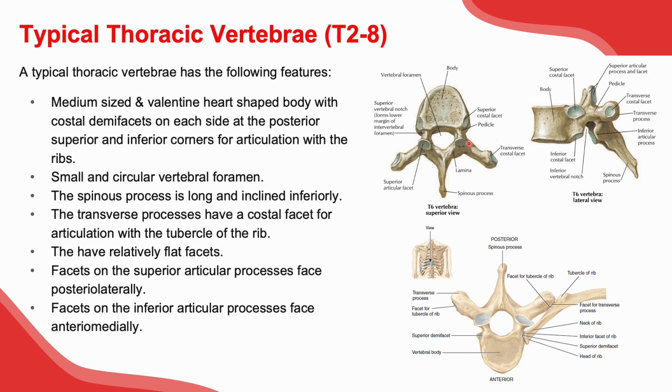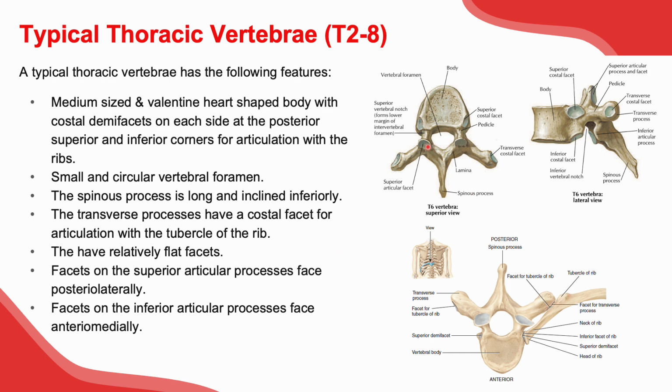The thoracic vertebra also has a small and circular vertebral foramen. The spinous process is long and inclined inferiorly, as we see right here. The transverse process has a costal facet for the articulation with the tubercle of the rib. So as you see here, the rib right here has an indentation on the body of the vertebra, and then the tubercle of the rib also indents the transverse process of the vertebra, forming a costal facet.